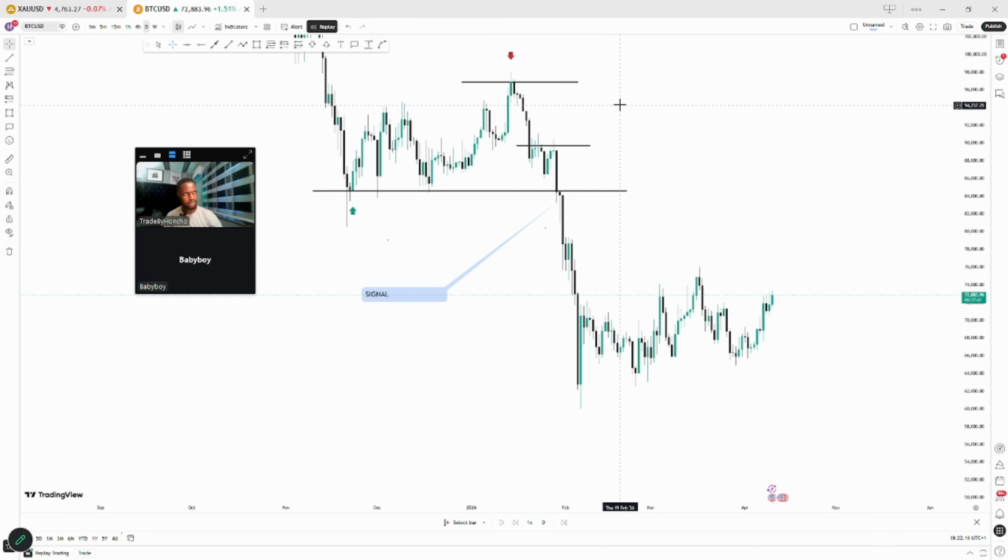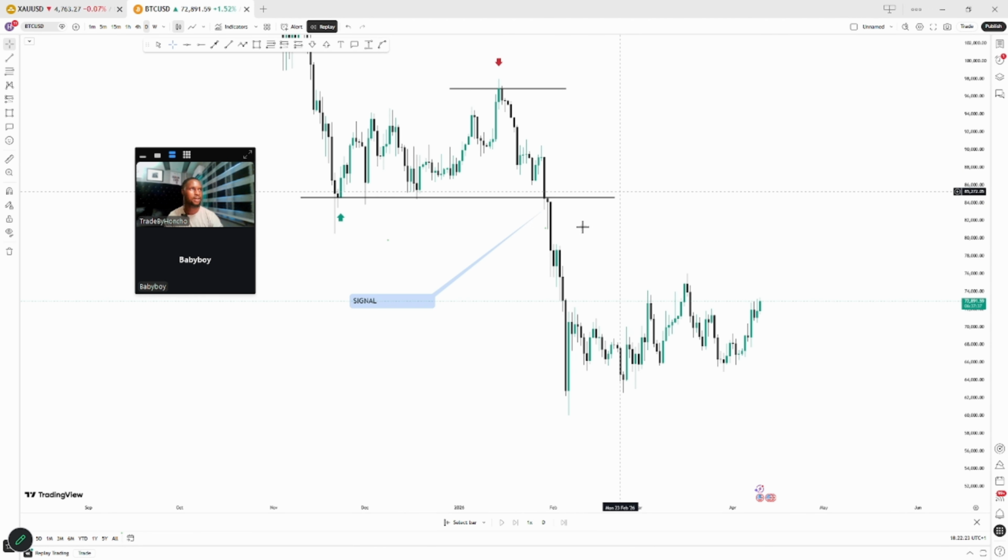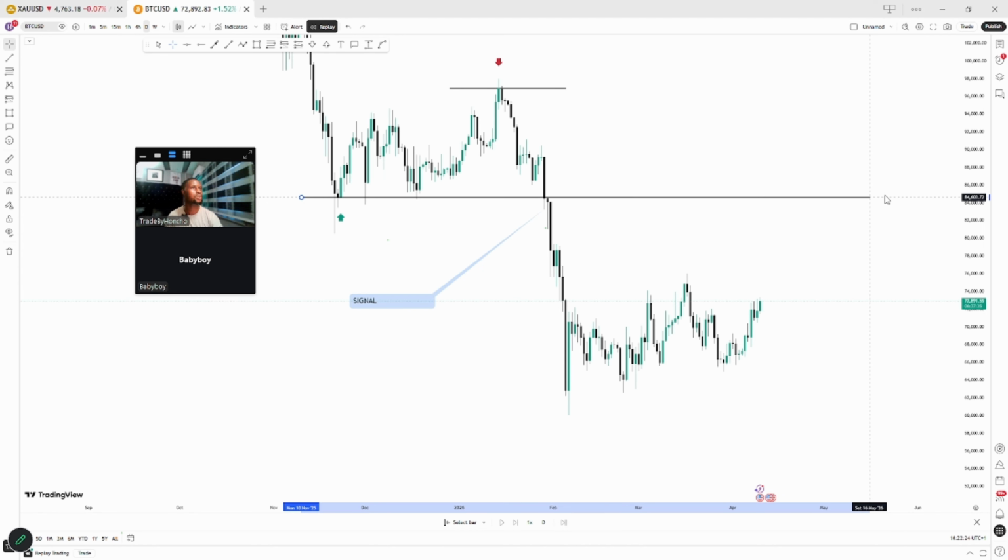You can see that this is a signal. Let's just remove this. This high is valid. So this is a signal. So the market is trying to come back and confirm.